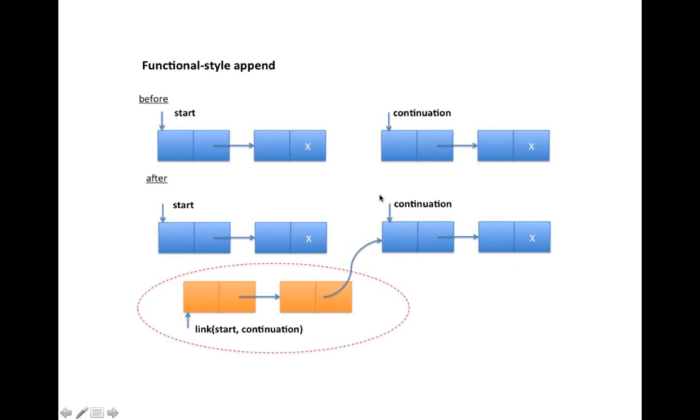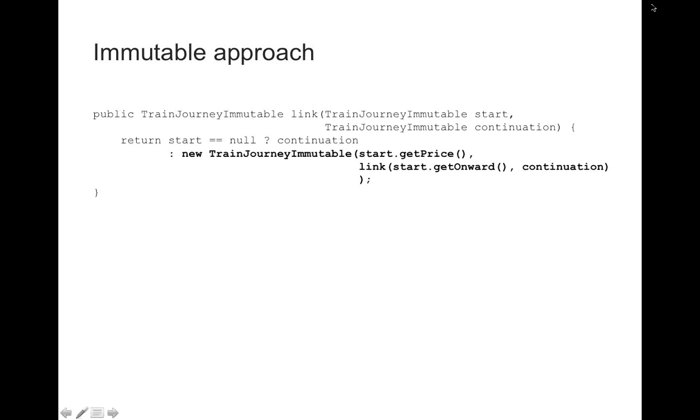And it turns out there's a concise way to write this in code. So here's a refactored link method, which will copy all the start journey nodes and then link it to the continuation journey. And it works recursively by creating a new train journey object.